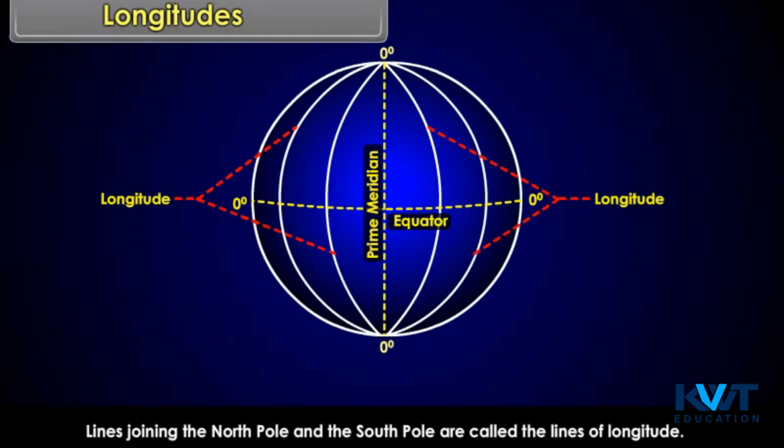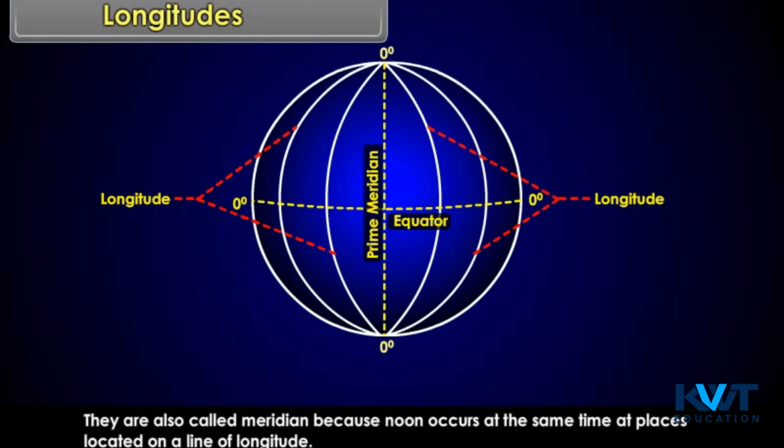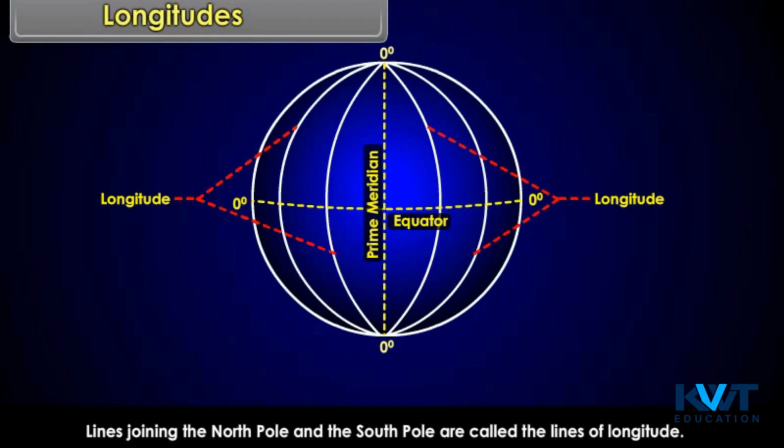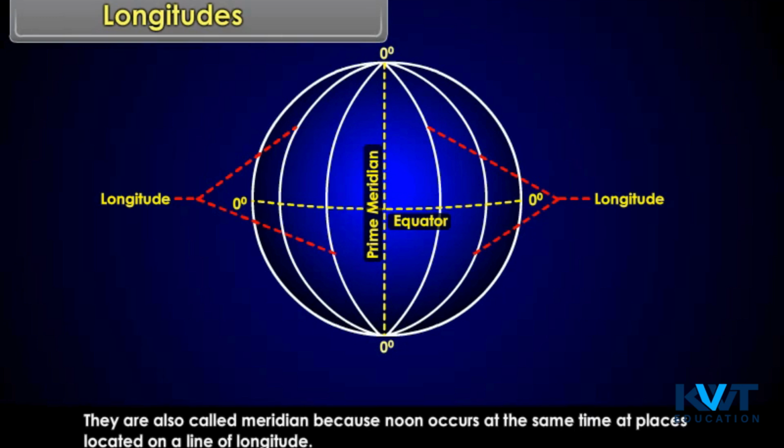Longitudes. Angular distance from the prime meridian is termed as longitude. Lines joining the North Pole and the South Pole are called the lines of longitude. They are also called meridian because noon occurs at the same time at places located on a line of longitude.